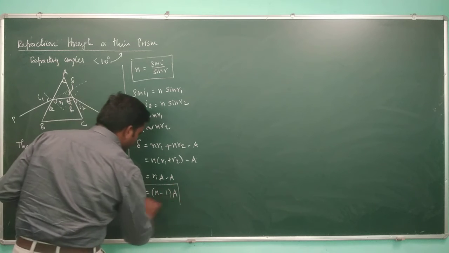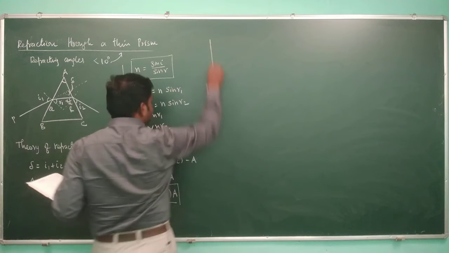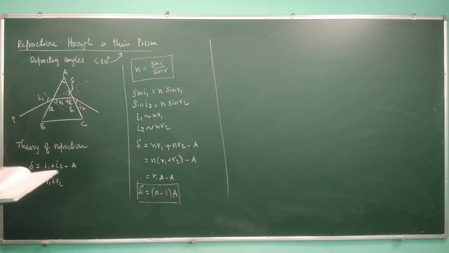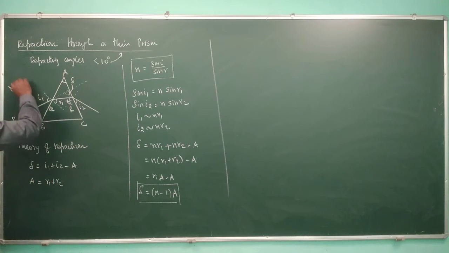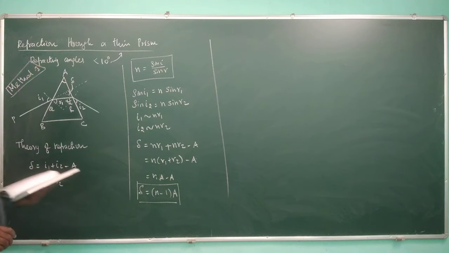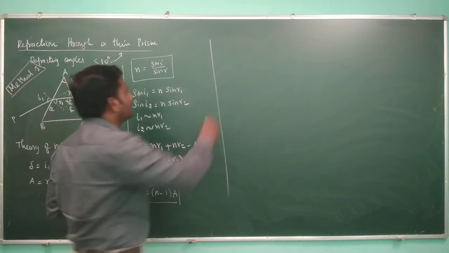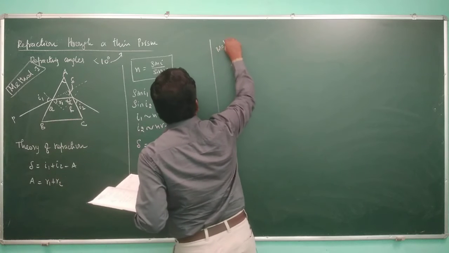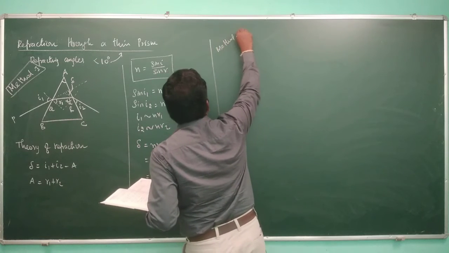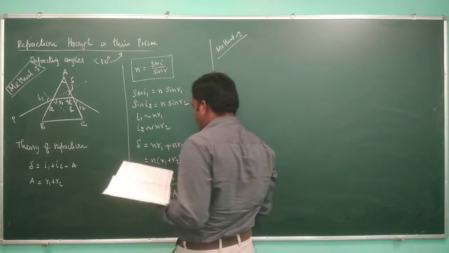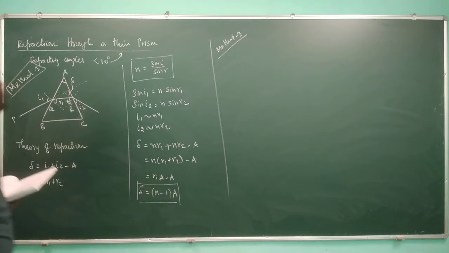So this is the angle of deviation for a thin prism, and we can say that this is method 1. What is method 2? Method 2 for calculating angle of deviation for a thin prism.